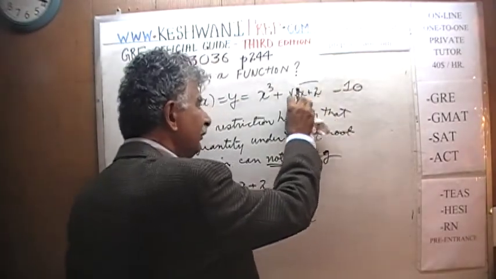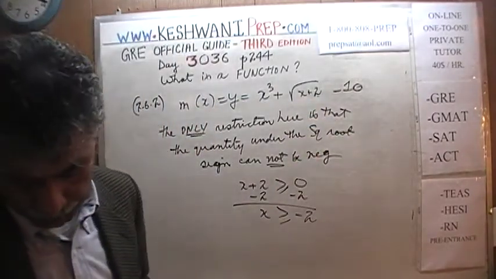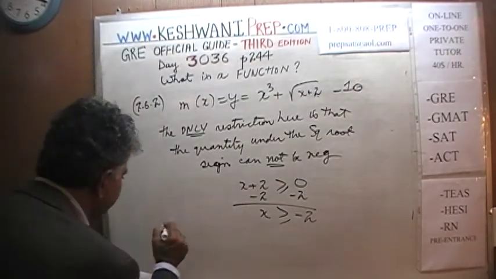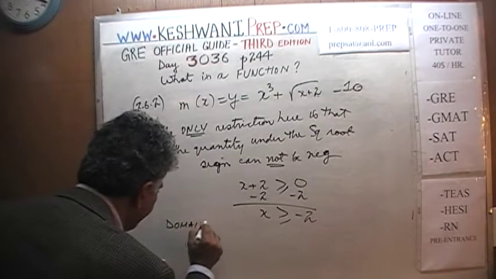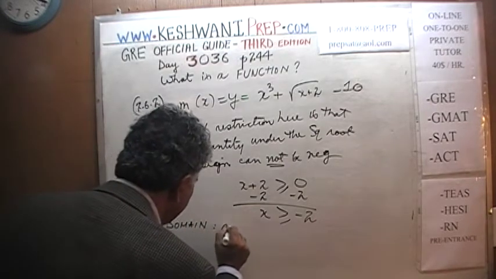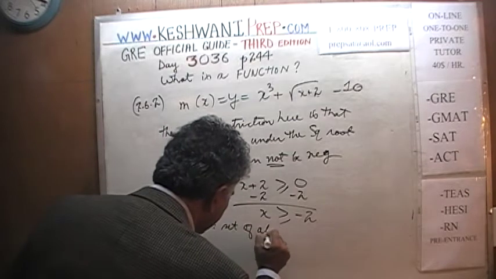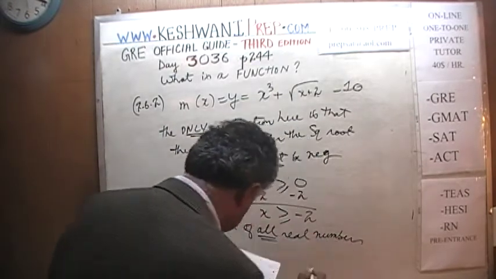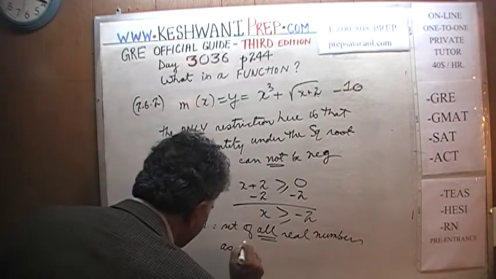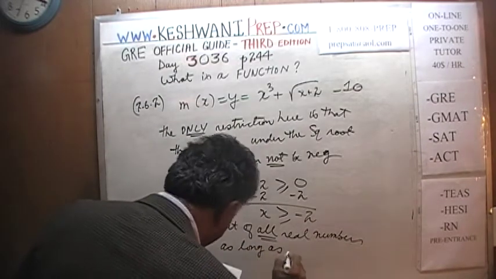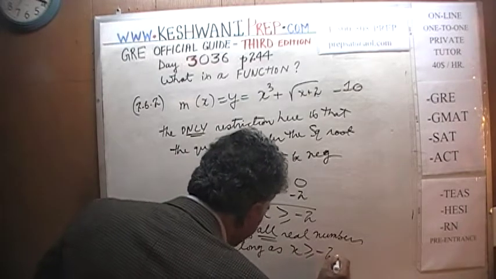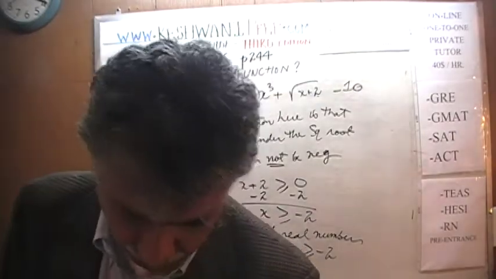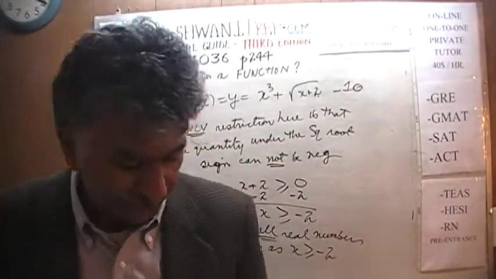X has to be something more than or equal to negative 2. So how do we write it? So the domain here is the set of all real numbers as long as x is greater than or equal to negative 2. That's how we say it. The domain is a set of all real numbers greater than or equal to negative 2.